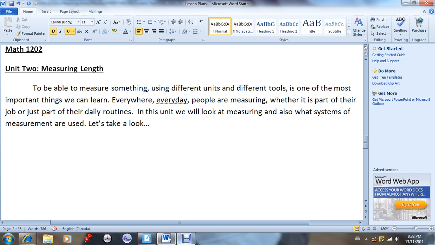In this video lesson today we're going to be learning about measuring length. We're going to start Unit 2.